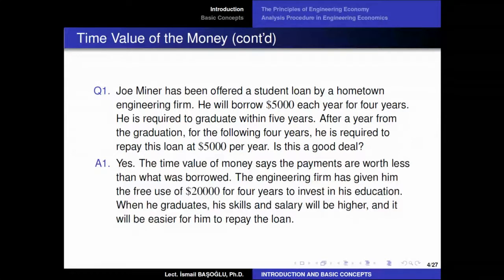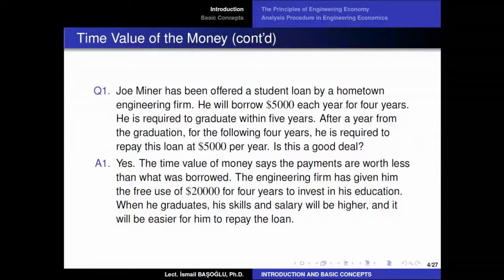Okay. But even if you do not find a job, and if you do not invest that money into your education, you can just put that $5,000 that you borrow now into a savings account, which offers you interest. In the future, you are just going to pay $5,000 in any case, and all of the interest that you are going to earn from that savings account will be yours. Okay, because of that reason, this deal is a good deal.